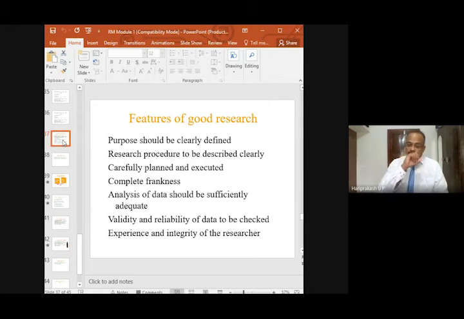Complete frankness in analyzing the data and presenting the data. Right, so that should be there. Then it is a good research. Analysis of data should be sufficiently adequate. So you should collect the data which should be sufficient.